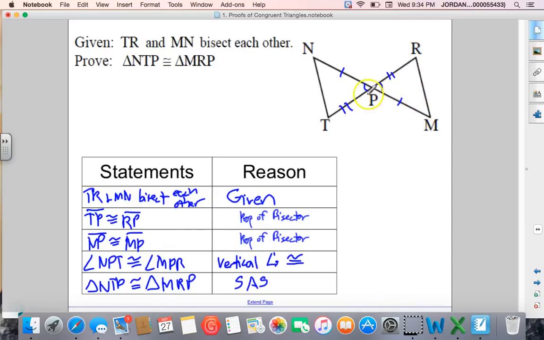Why MPR, not RPM? Because we start with N and go NPT. We started with the side that had 1 mark, so we got to start with the side with 1 mark down here also. MPR. So NPT is congruent to angle MPR. Our reason, because vertical angles are always congruent. So then once we have all our marks, we can see, oh, this is side, angle, side. Side, angle, side. So we're done. We can prove they're congruent now. So we can write our congruent statement for the triangles and say they're congruent because of SAS.